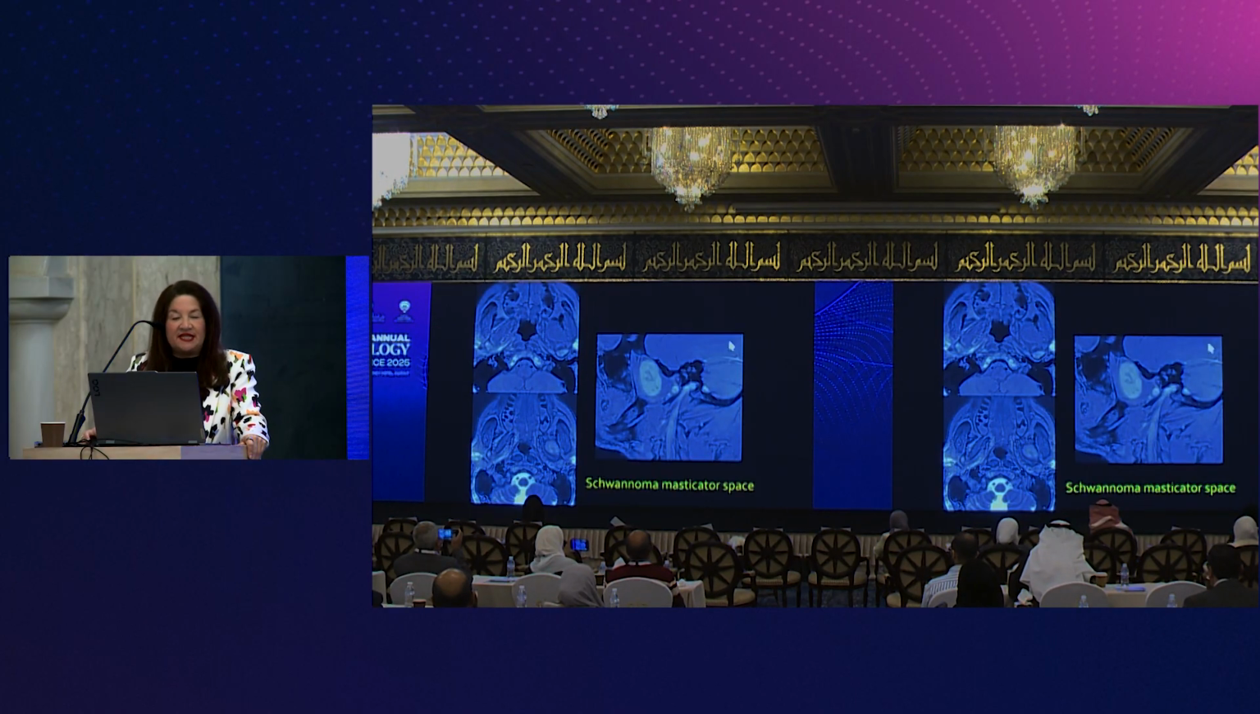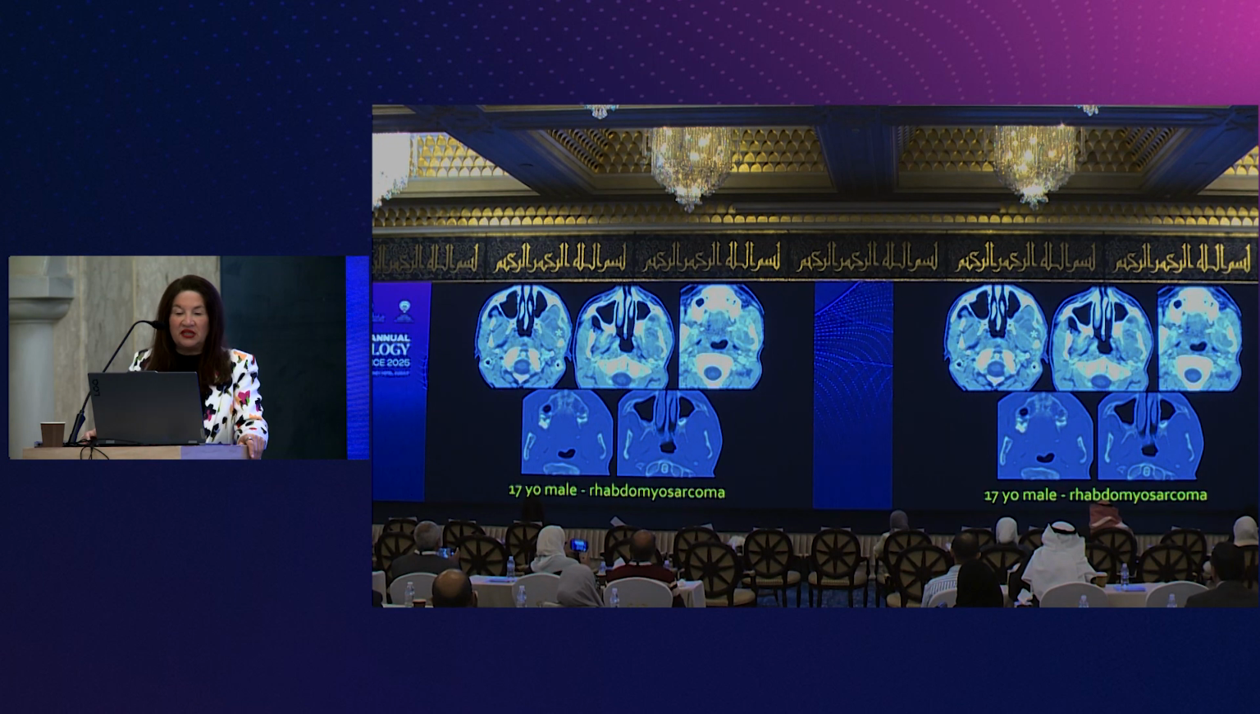So here's a very typical appearance of a schwannoma in the masticator space. You can see the lesion here, medial to the ramus of the mandible, displacing the lateral pterygoid muscle posteriorly and medially, and also the prestyloid fat. We can see the heterogeneous signal here on the T2 weighted image, again, splaying the lateral pterygoid muscle posteriorly as well as the prestyloid parapharyngeal fat, and the typical circumscribed and enhancing nature of the lesion.